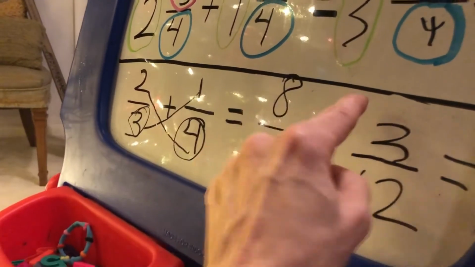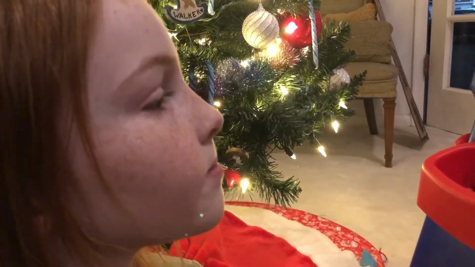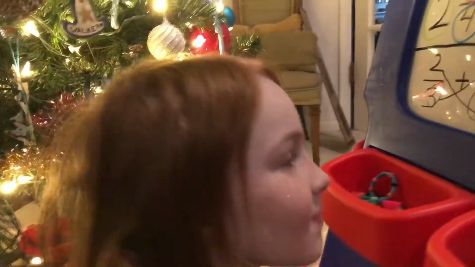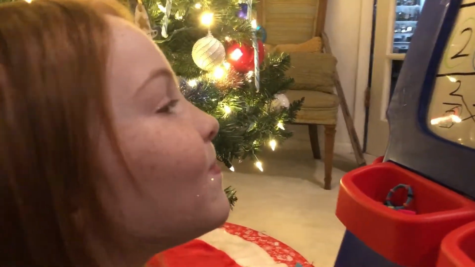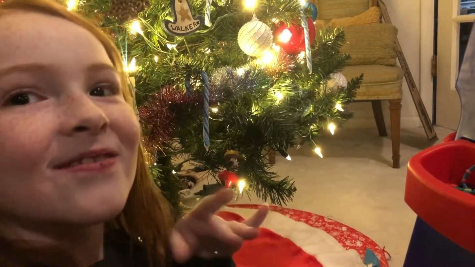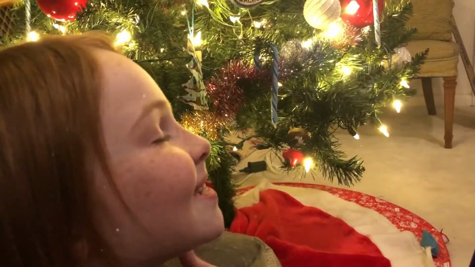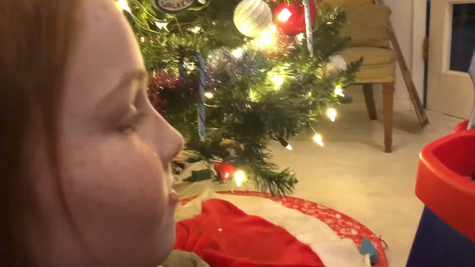Okay. Very good. So now all we have to do is, what's 8 plus 3? 8 plus 2 equals 10, and then plus 1 equals 11. Very good. I think you've ended up with 11/12ths of a cookie.